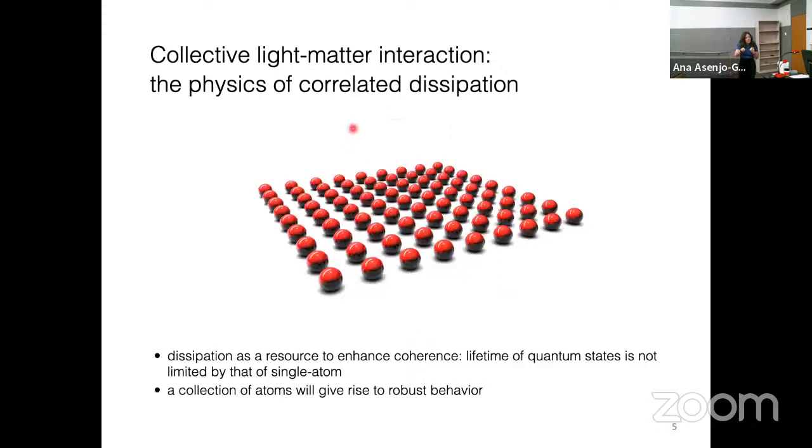And I'm going to be talking about atomic arrays. The idea behind this is that, as I will show later, a collection of atoms will give rise to robust behavior. So instead of trying to engineer to death a quantum system that is isolated, I want nature to do part of the engineering for me. So I want robust behavior that arises because of collective interactions.